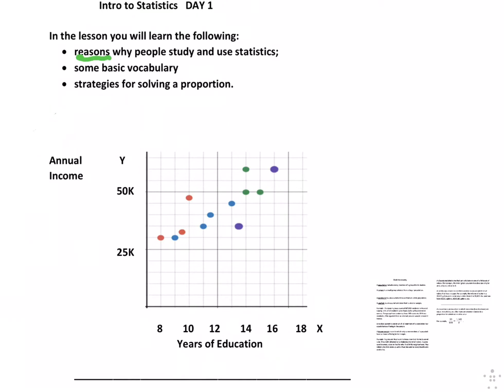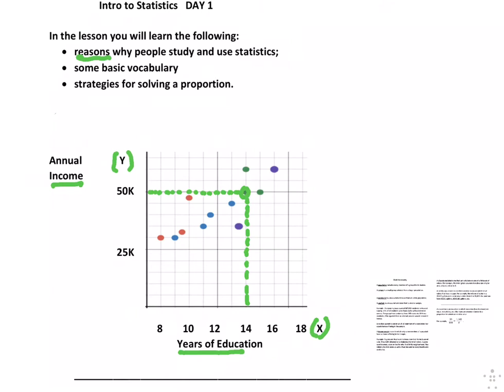To demonstrate, I've got a graph here comparing our X value of years of education to our Y value of annual income for a person. If I just look at one individual, we have one individual here who has 14 years of education, went through high school plus 2 extra years of junior college, and that person earns $50,000. That's just one individual.